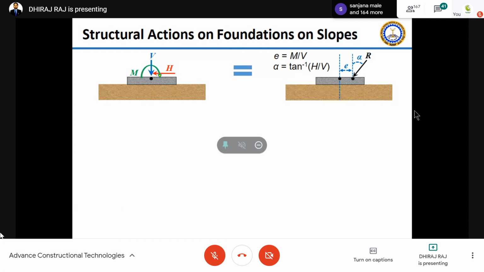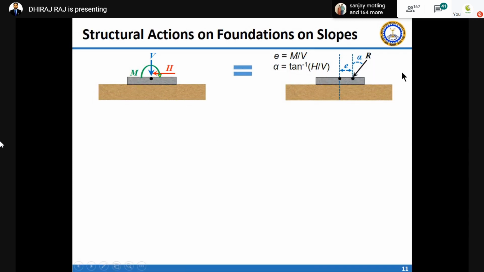So that's why you have an eccentricity e equal to M by V, and this alpha is equal to tan inverse H by V. One more thing is very important to note, that this eccentricity and the alpha are actually dependent on the vertical load. You can see it is divided by V in both cases.